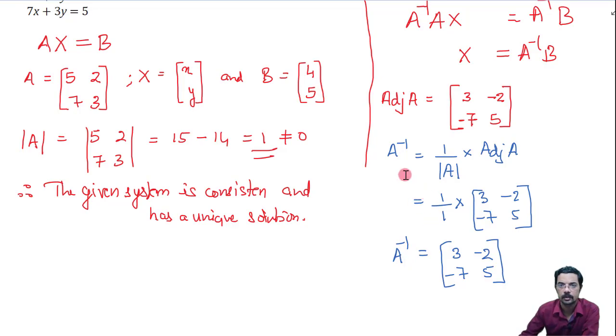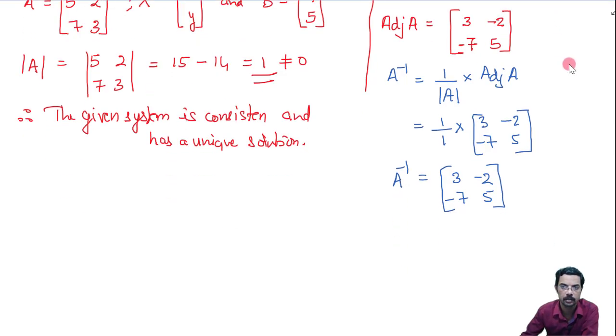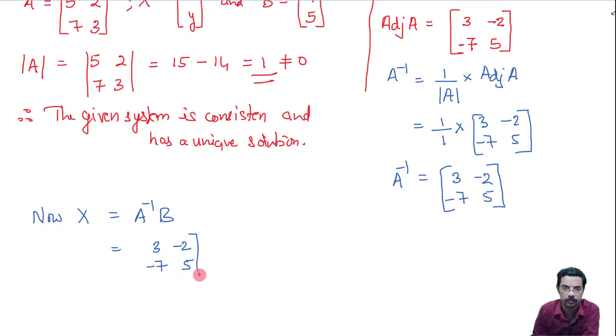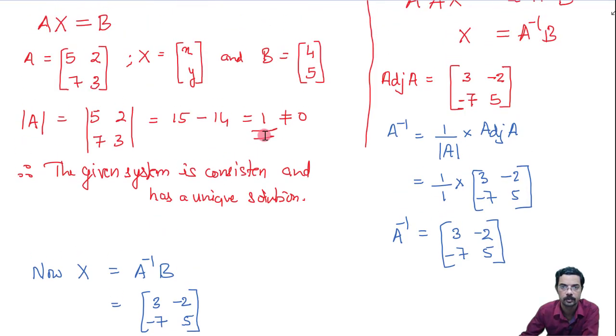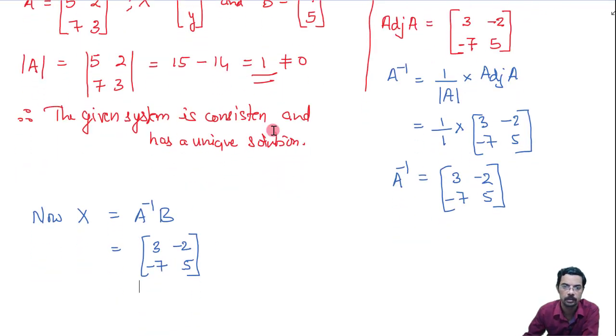Now we have B here. X will be equal to A inverse into B. So let us find A inverse into B. A inverse is 3, minus 2, minus 7 and 5, into B. What is B? B is 4 and 5.